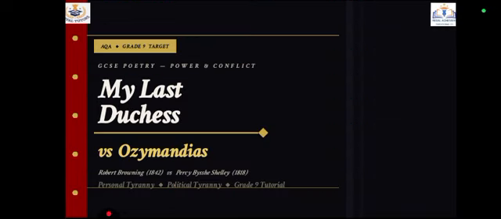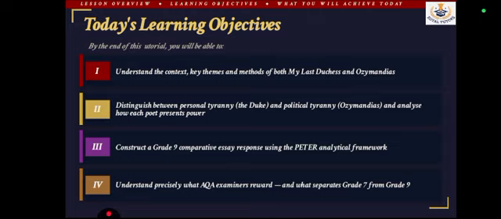Today we will be in art, poetry from the Power and Conflict Cluster, and it is My Last Duchess versus Ozymandias. By the end of the tutorial, you should be able to understand the context, key theme and method of both My Last Duchess and Ozymandias, distinguish between personal tyranny, the Duke, and political tyranny, Ozymandias, and analyze how each poet presents power. Construct a grade 9 comparative essay response using the Peter analysis framework. Understand precisely what AQA examiners reward and what separates the grade 9 and grade 7 response.